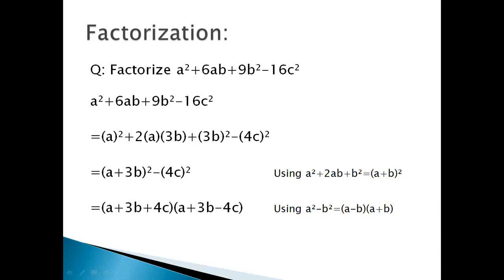Now we will apply third identity, which is a square minus b square is equal to a minus b, a plus b. So here your a, which is your first term, is a plus 3b, and your b is 4c. So we get a plus 3b plus 4c, a plus 3b minus 4c. So after factorization, we get two factors, a plus 3b plus 4c and a plus 3b minus 4c. So it means on the first part, which has three terms, we will apply first or second identity, and after applying the identity, we will combine that with the last term and apply third identity.